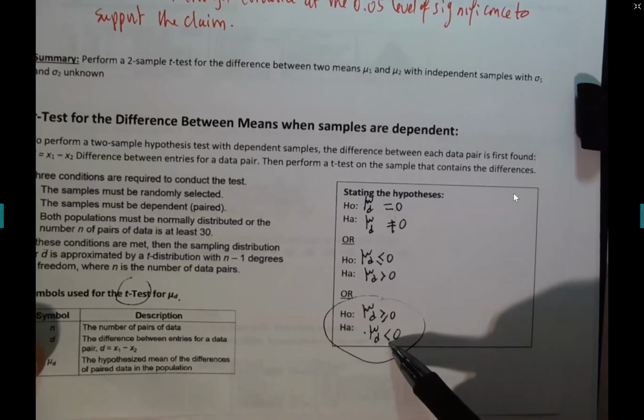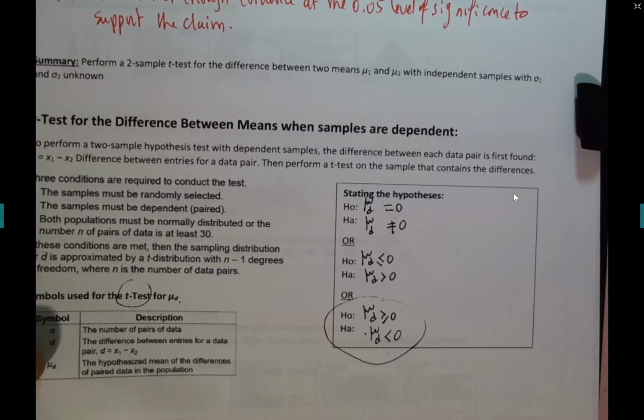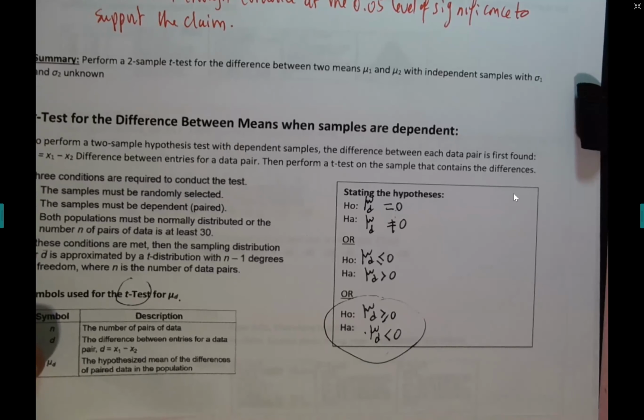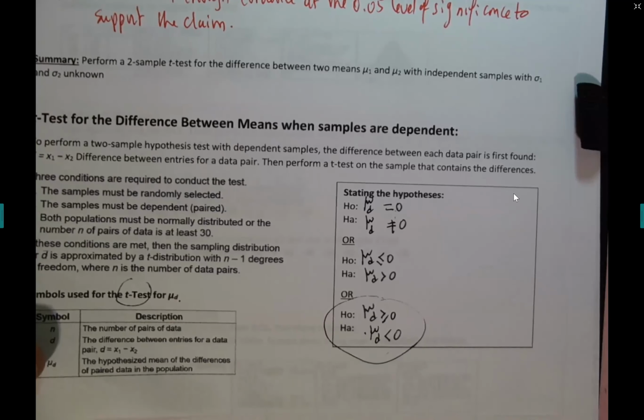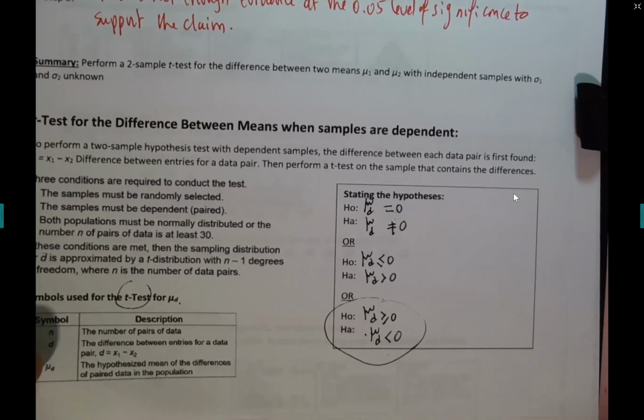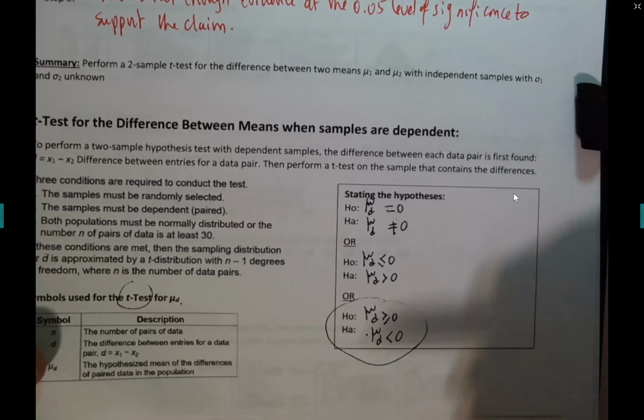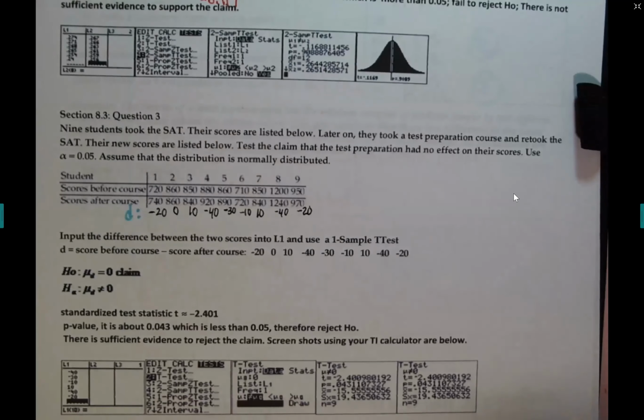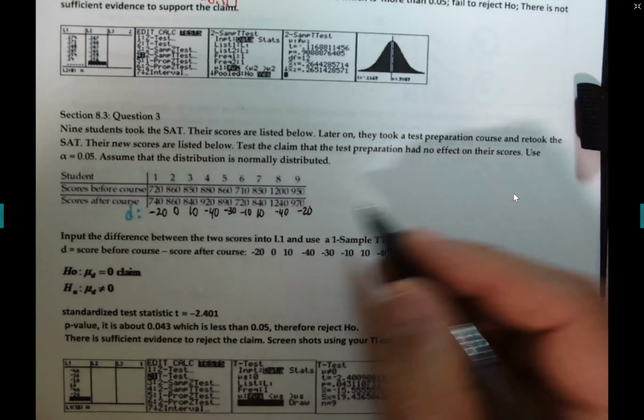If it increased, that means if they had a low score before, then after they have a higher score. And remember, guys, low minus high is negative. When you take a smaller score and subtract a larger score, you should get a negative answer. So it's always the opposite of what you read. You read increase, you do negative. You read decrease, you do positive. But in our case, guys, because it says had no effect, it will be this one.